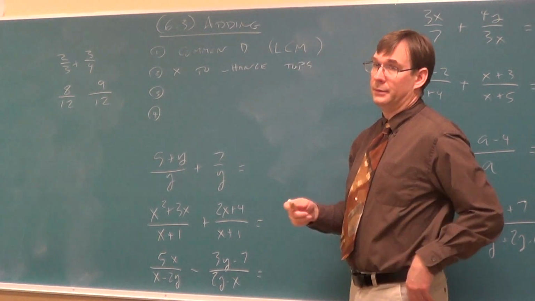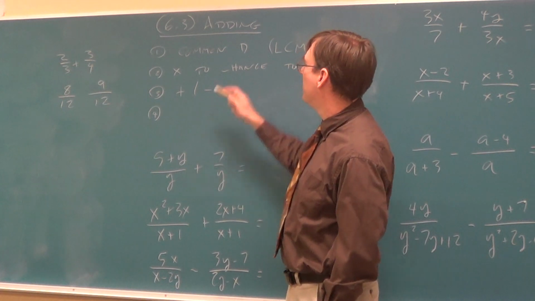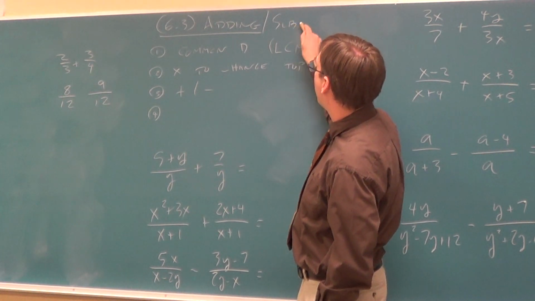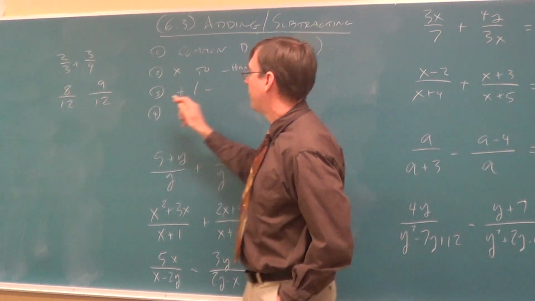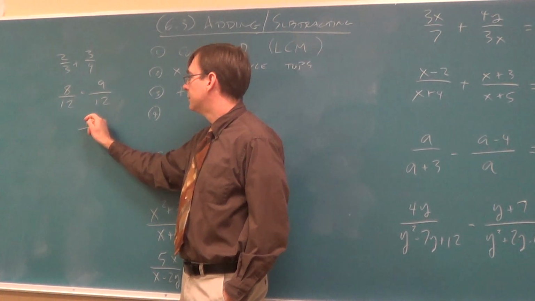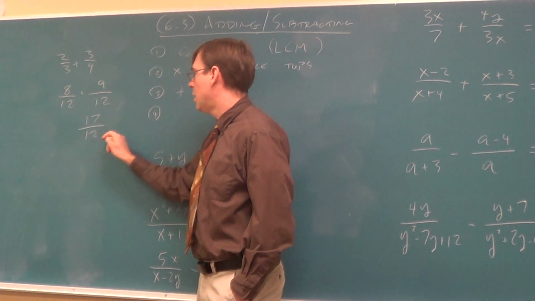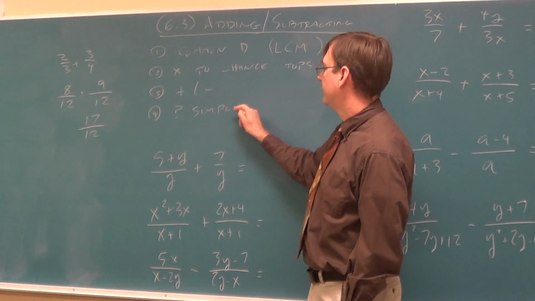Then what? Just add. Or maybe subtract. I think it's a mix today. I think it is both adding and subtracting, but it's really about the same thing. So we add up here and you get 17/12. And then maybe you need to simplify in some way.